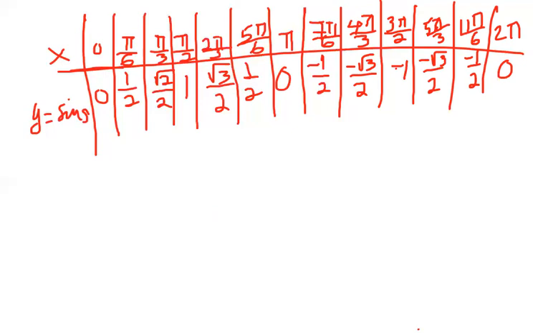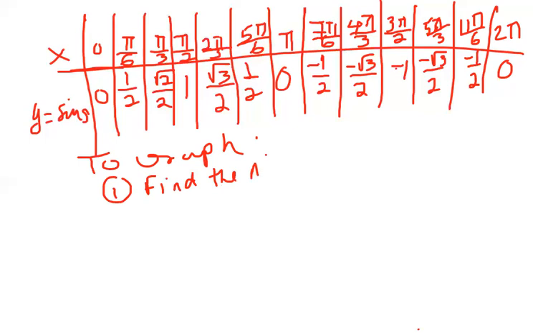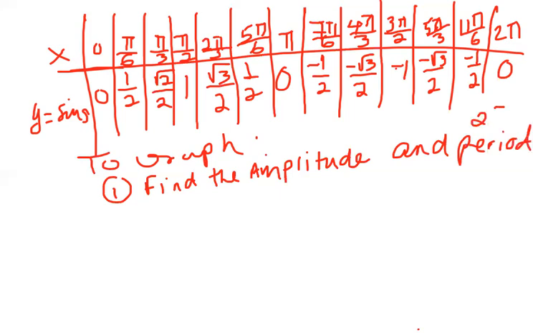How do we graph the sine function? To graph the sine function, here are a couple of steps. Number 1, find the amplitude. Now the amplitude is going to help you with the range, where the graph vacillates on the vertical axis. So find the amplitude, and that's going to help you with your range. And the period. For now, I'm just giving you some basic information. Just know that the period is going to be 2 pi.